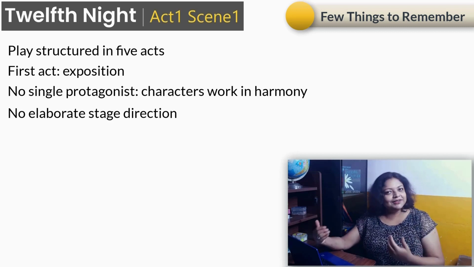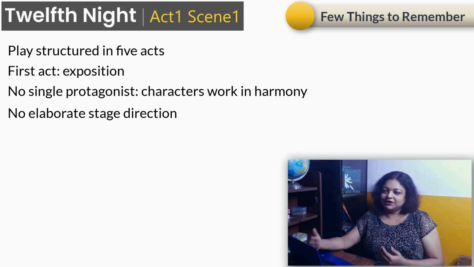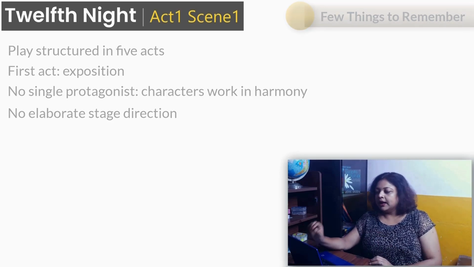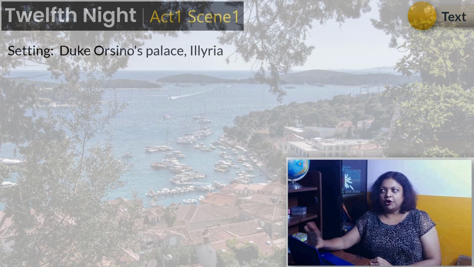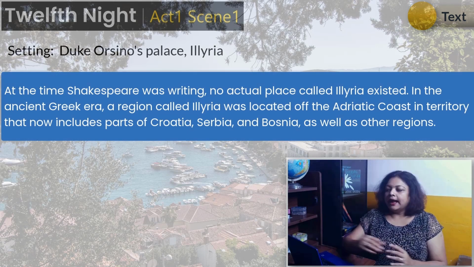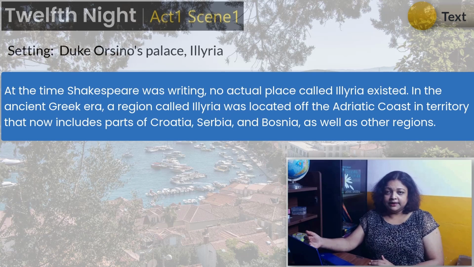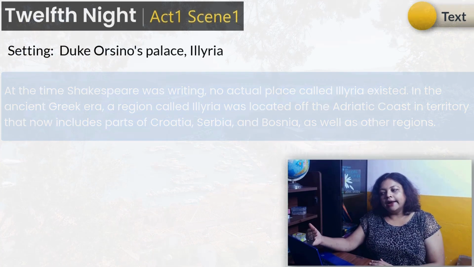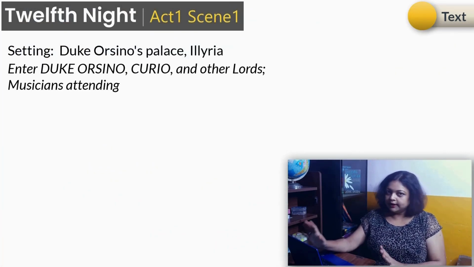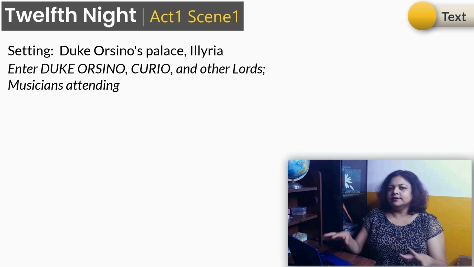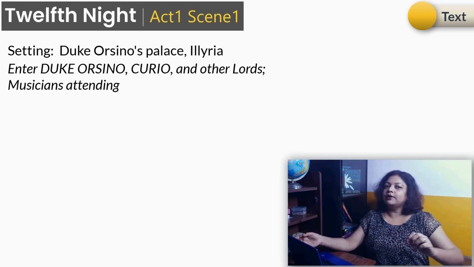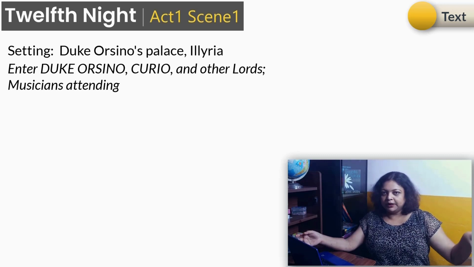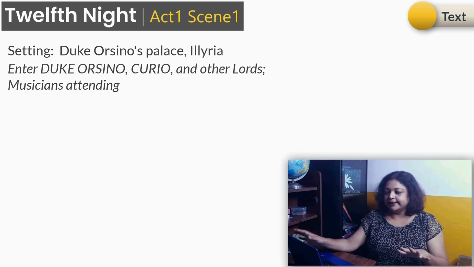Okay, so let's just look at the opening speech of this play. The setting is Illyria. It's a faraway land. And the ruler of this place is Duke Orsino, and we see him in his court in the first scene, and he has his attendants, Curio and other lords, and there is some music which is being played. Okay, so this is the setting.